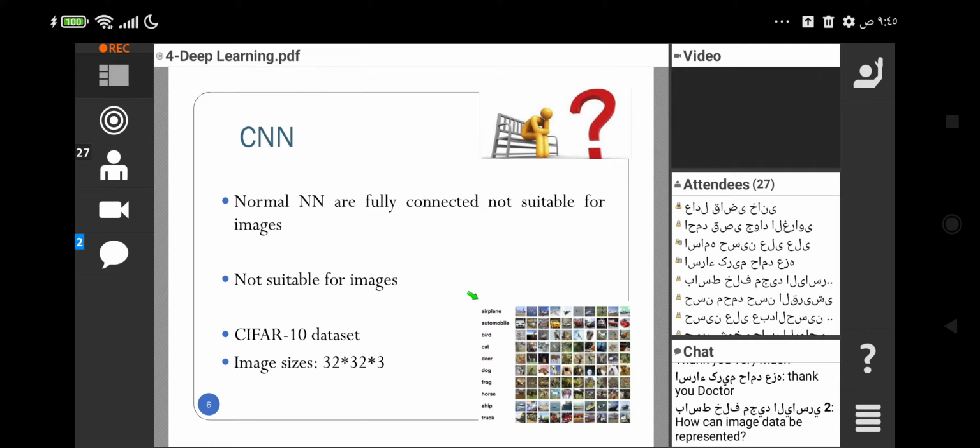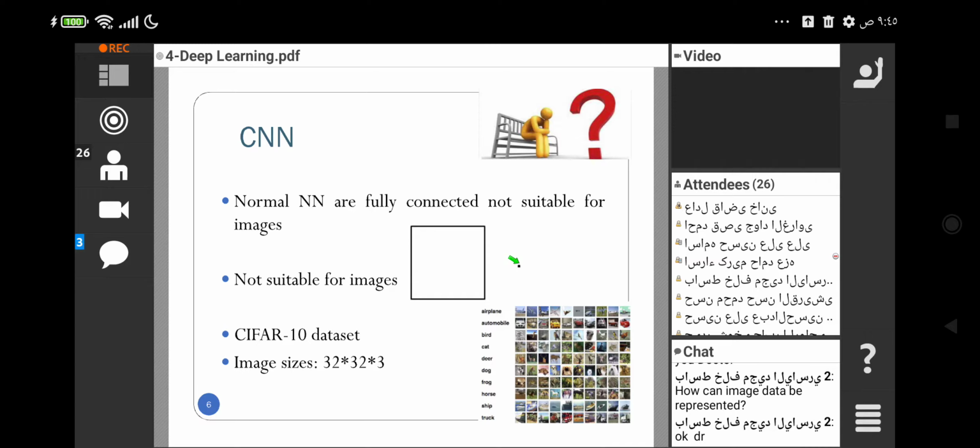Okay, assume that this is an image, and this image is composed of some pixels. Every little part of the image is a pixel.